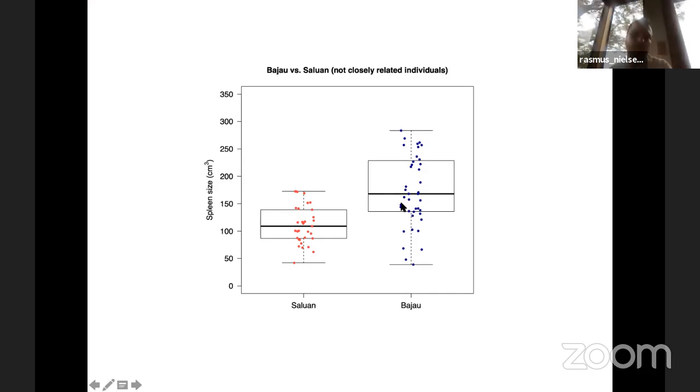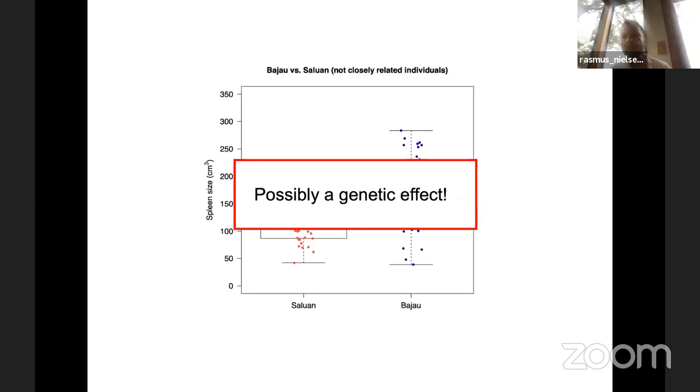Now, you say, oh, okay, maybe that shows that the spleen in the Bajau has adapted to become larger because they're diving. It's very important that it does not necessarily mean that. It could be caused by other factors. It could be a plastic response. It could be because they dive more that induces the spleen to become larger. It could be because they are diving in places where there are more pathogens. Certain pathogens also cause the spleen to become enlarged. But it possibly could be a genetic effect.